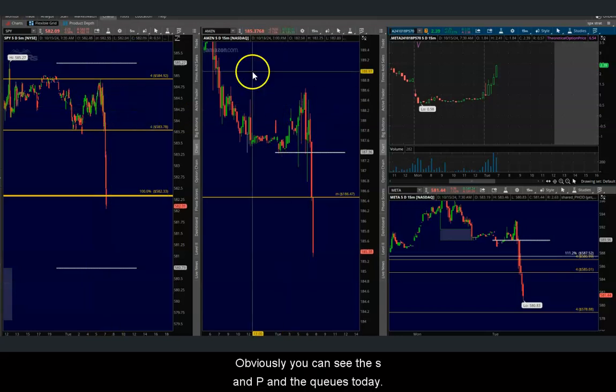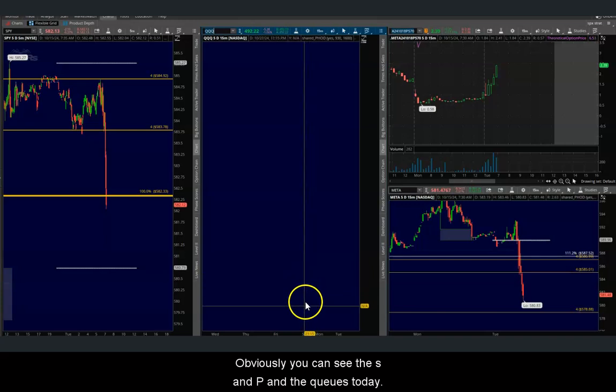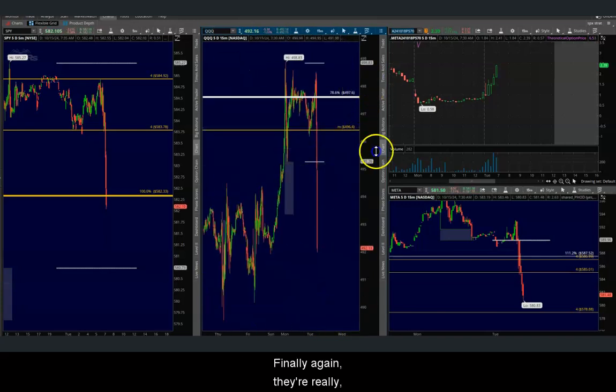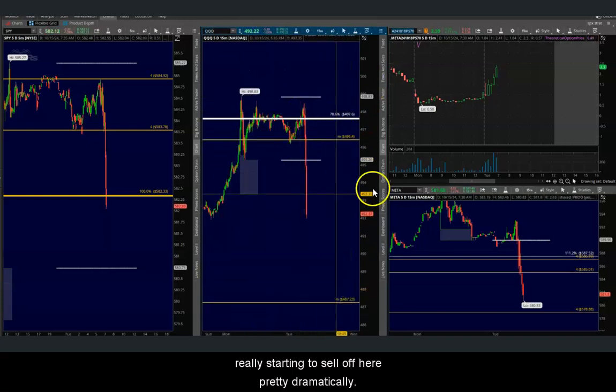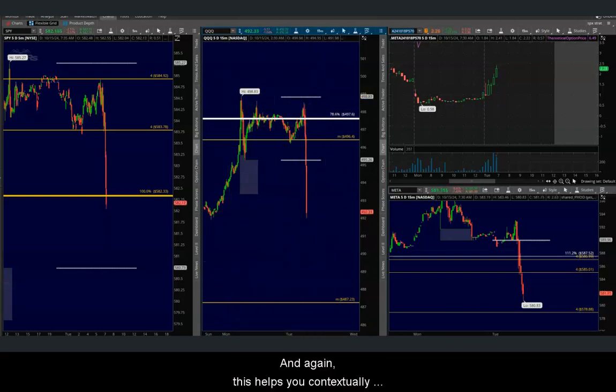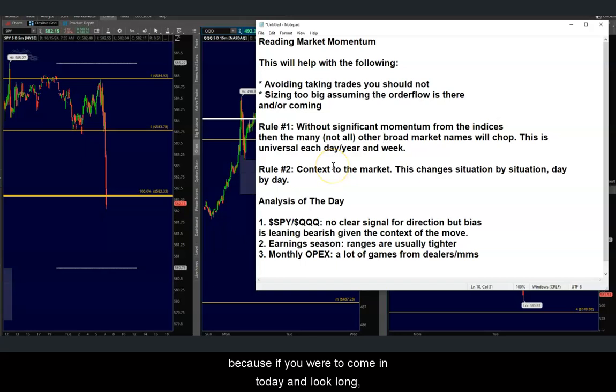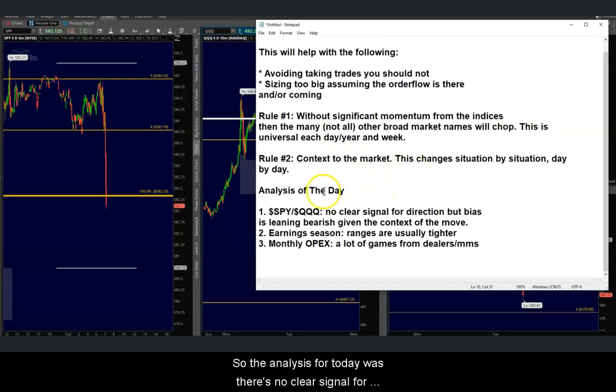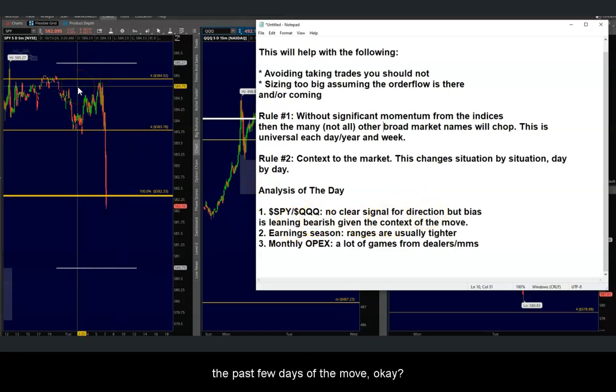Okay. So obviously, you can see the S&P and the Qs today, finally, again, they're really starting to sell off here. I mean, pretty dramatically. And again, this helps you contextually because if you were to come in today and look long, it's an issue. Okay. So the analysis for today was there's no clear signal for direction, but the bias is leaning bearish given the context. Again, the past few days of the move.